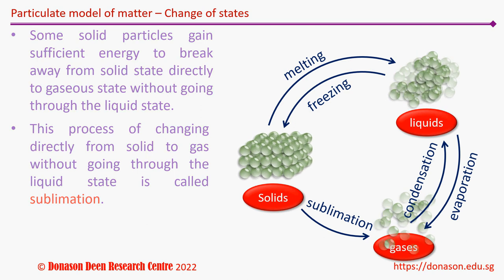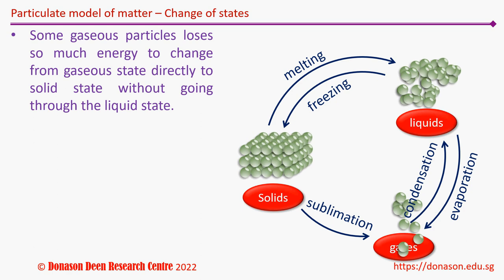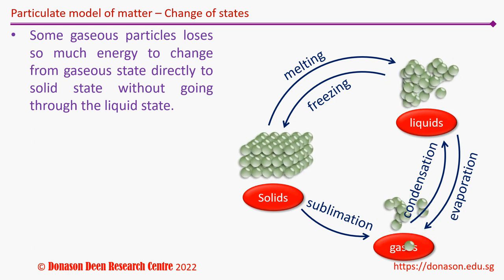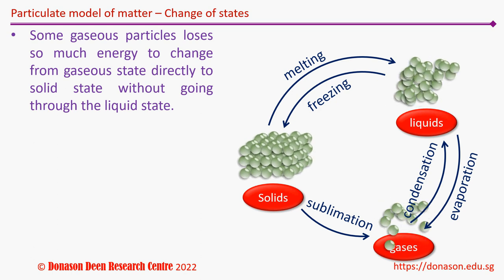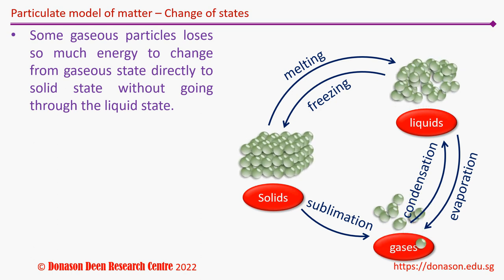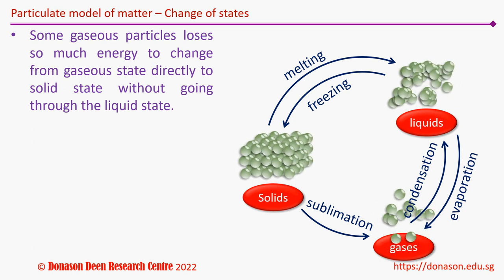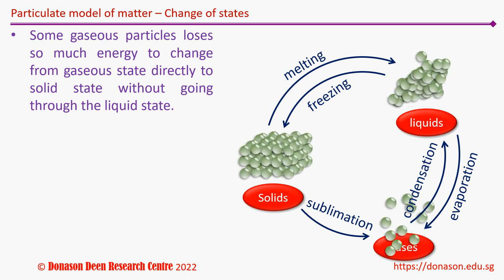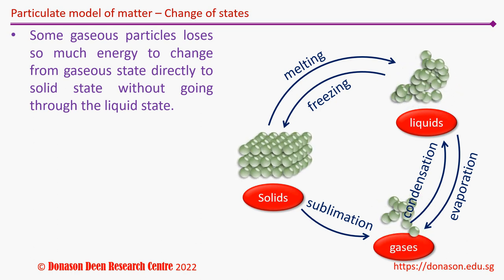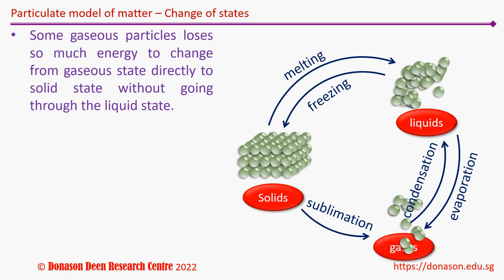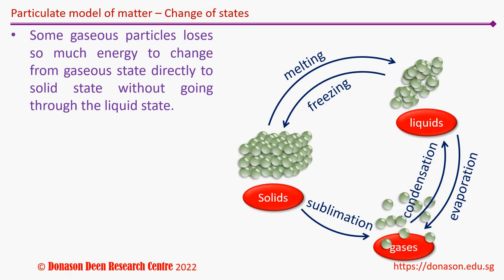Now what about if we go from gaseous state to solid state directly without going through the liquid state? Yes, it is possible. For instance, the frost in the freezing compartment of the refrigerator is a very good example of water vapor turning directly to ice without going through the liquid state. When the water vapor comes into contact with the very cold surfaces of the refrigerator freezing compartment, they lose so much energy and they suddenly turn into ice, right? And that is what we call frost.